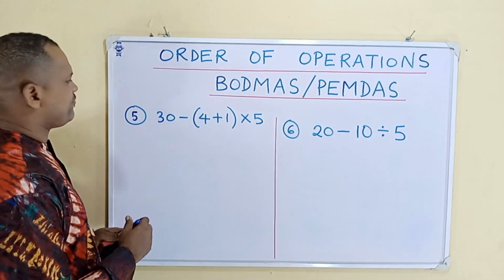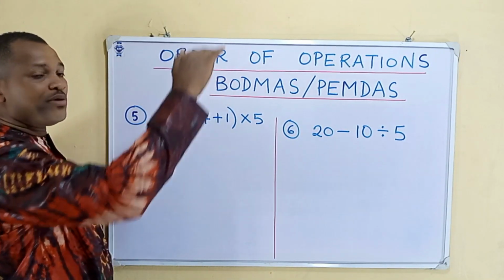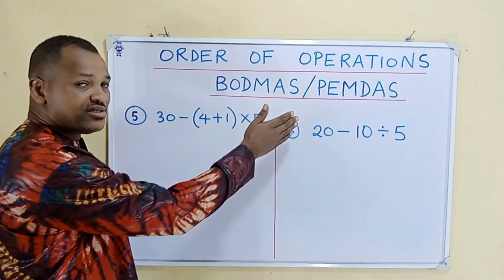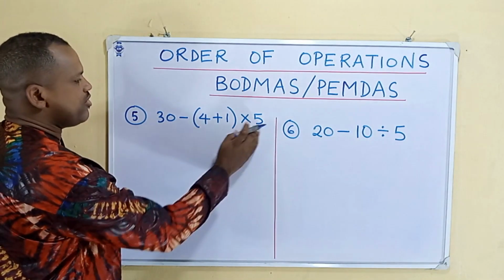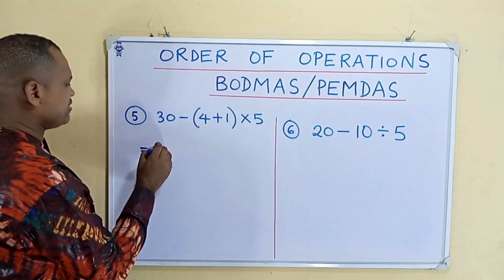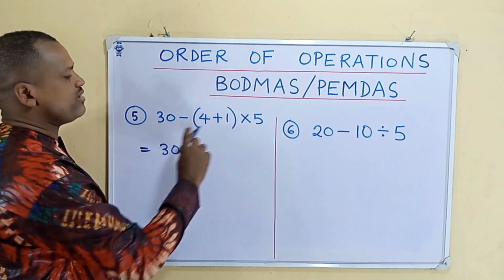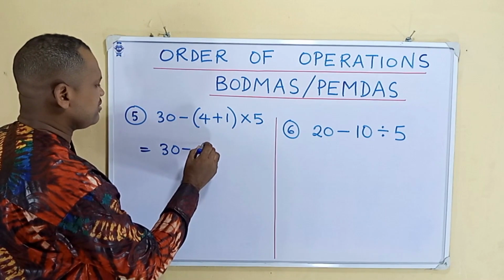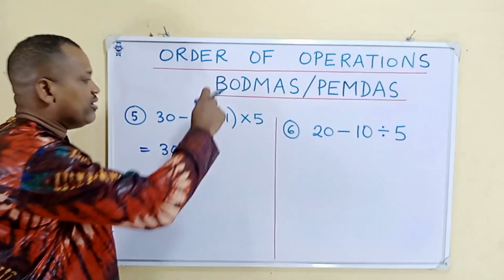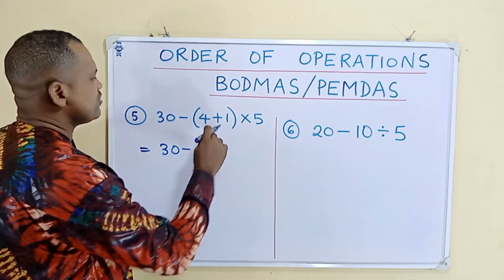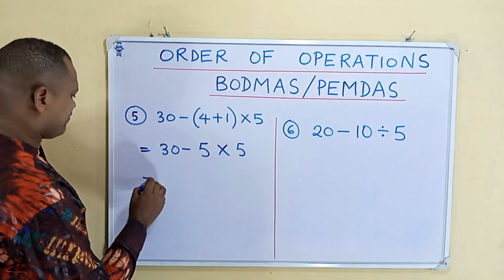So for number 5, we are going to handle this first. Because in the order of operations, bracket or parentheses come first. So let's start with this. You rewrite the rest. Every other thing you rewrite it the way it is. This is 30 minus, what is inside? 4 plus 1. 4 plus 1 is 5. So minus 5. When you have solved what is inside, no need to write the bracket anymore. So the bracket is out, times 5.